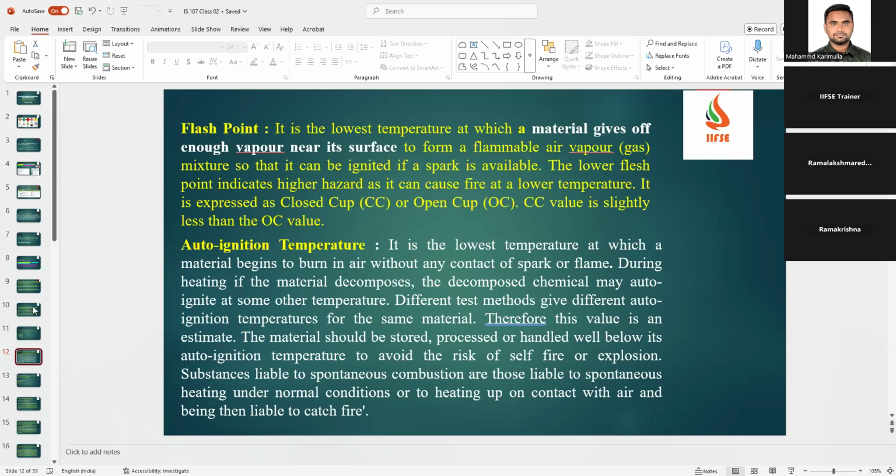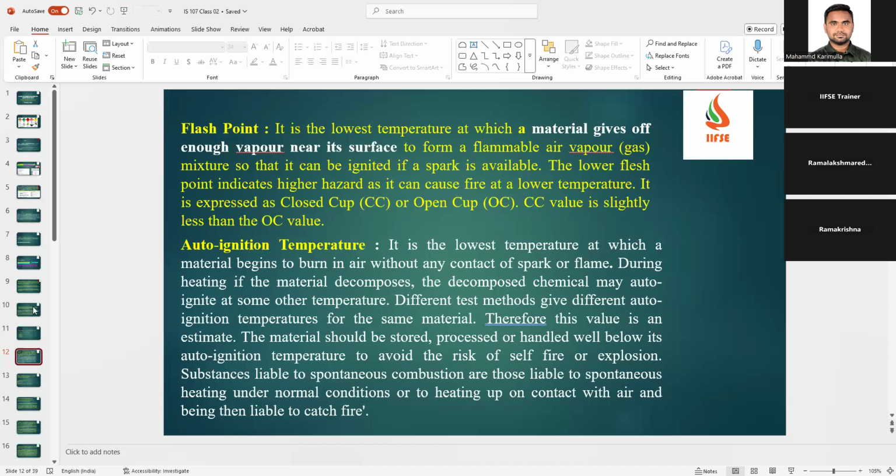Flash point is the lowest temperature at which a material gives off enough vapor near its surface. That means the lowest temperature. For example, petrol: even in winter, if you pour petrol in a bowl at normal ambient temperature, it keeps generating vapors. At which temperature, for example 5 or 6 degrees, is it creating enough vapor to form a flammable mixture near the surface of the liquid? That temperature we call the flash point.